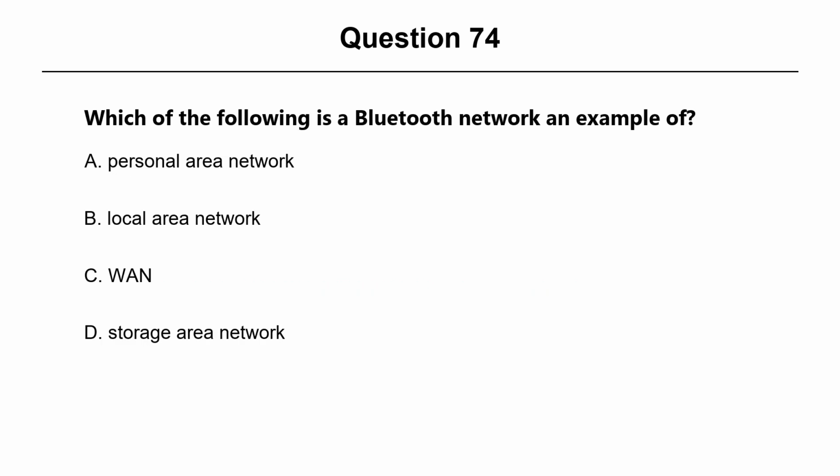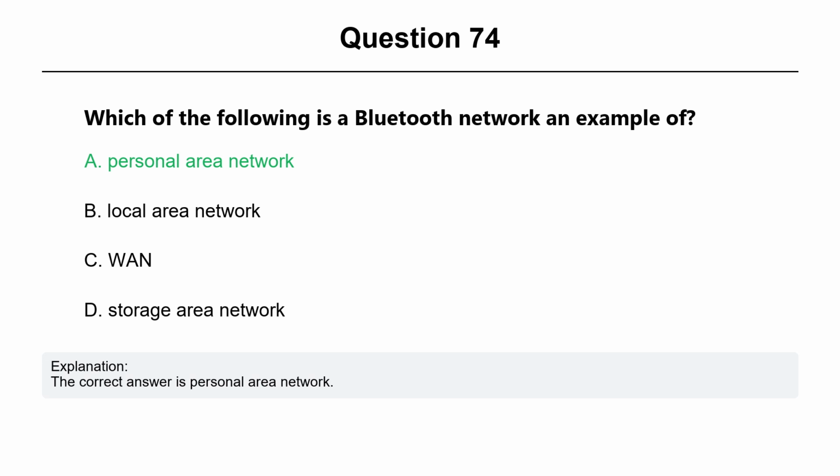Question 74. Which of the following is a Bluetooth network an example of? Option A, personal area network. Option B, local area network. Option C, WAN. Option D, storage area network. The correct answer is option A, personal area network.